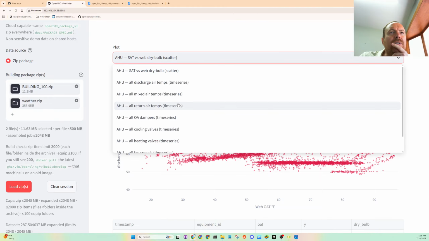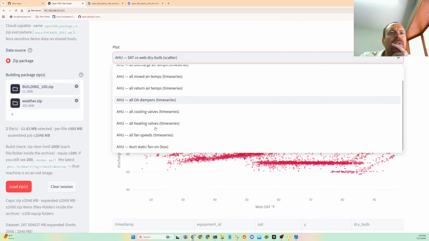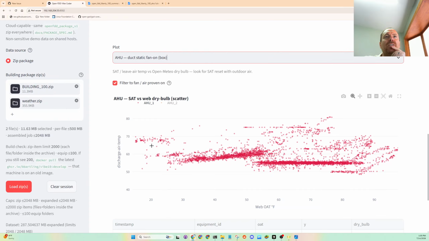Another thing I want to do is, so we looked at outside air dampers, and let's look at here. So this is duct static pressure.